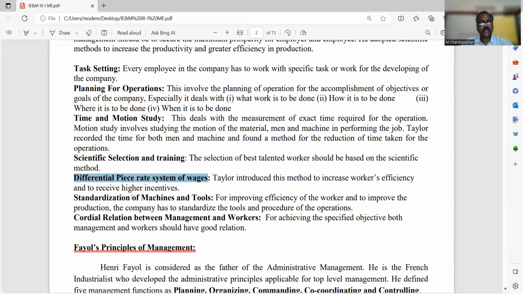Coming to standardization of machines and tools, for improving the efficiency of the worker and to improve production, the company has to standardize the tools and procedures of the operations. Cordial relation between the management and workers. For achieving the specified objective, both management and workers should have a good relation.